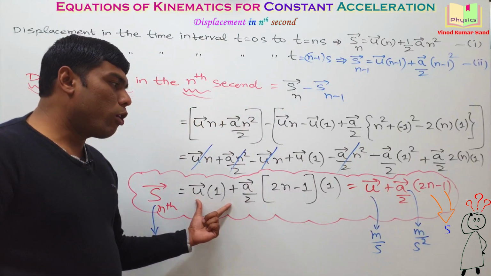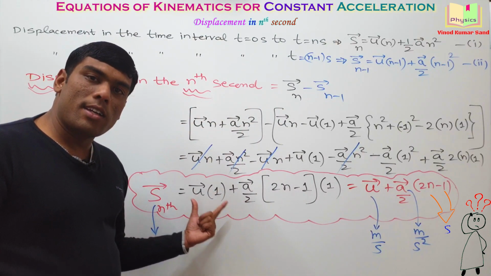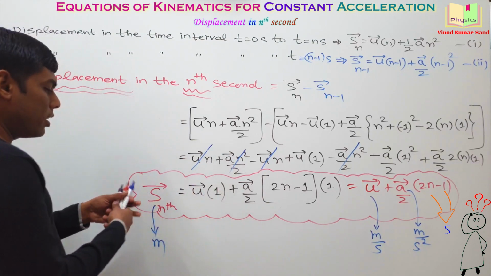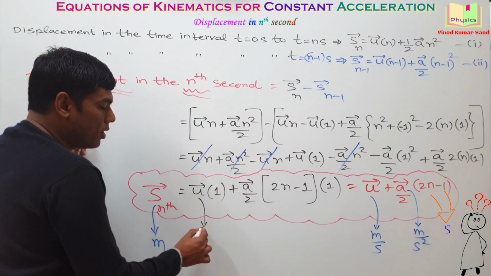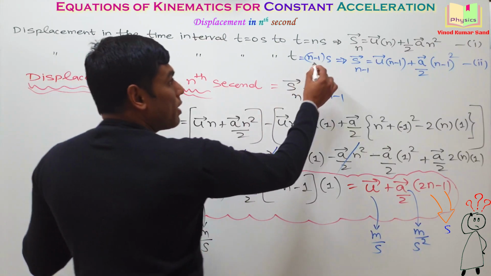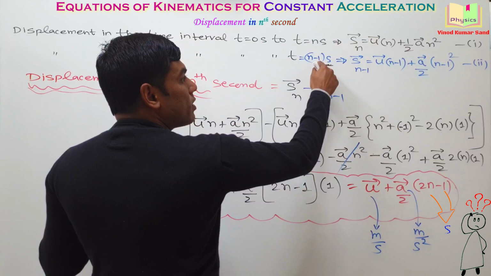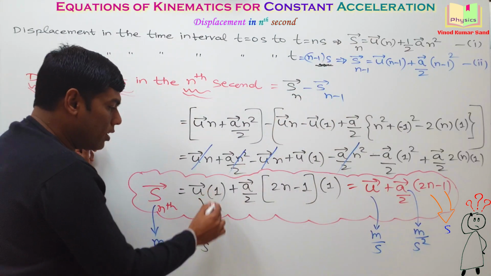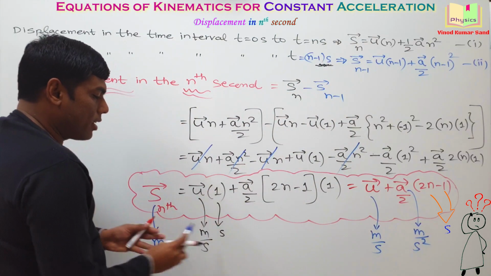And if you check the true format, it is dimensionally correct. It is correct unit wise. You check it. The unit of u is meter per second. And this 1 is actually 1 second. Pay attention here. This is actually 1 second. So its unit is second. Second and second get cancelled out.